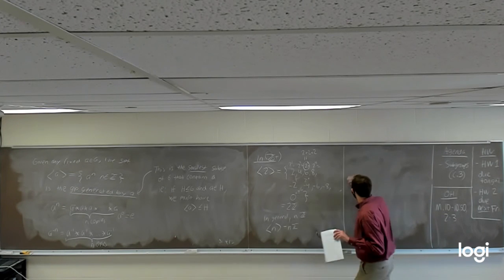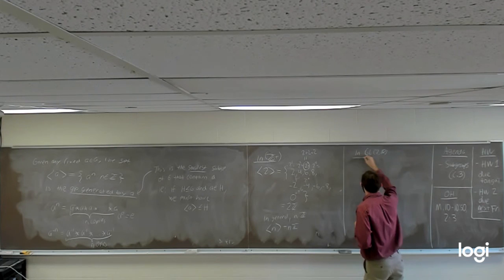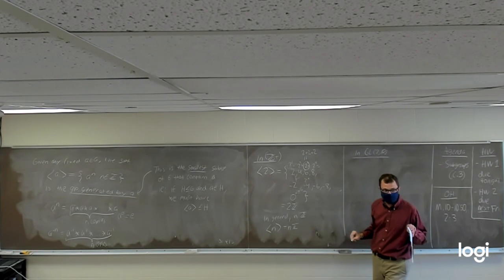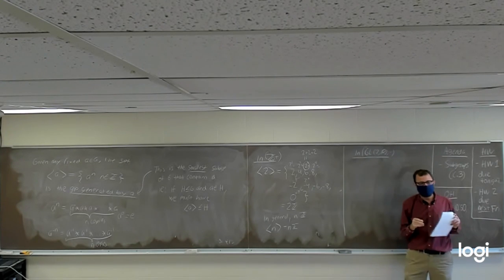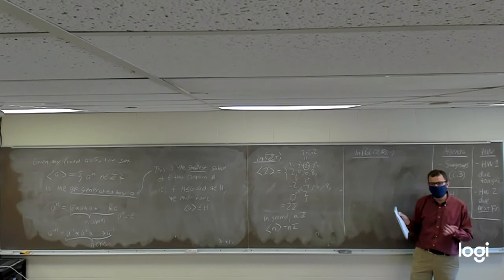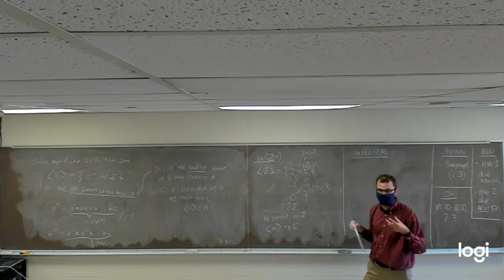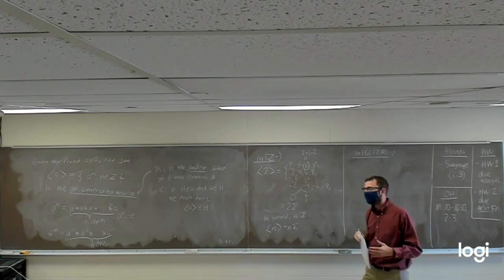How about this one? Let's say GL2R. Uh-oh, I didn't specify a group operation. What's our group operation here? Multiplication. So again, GL2R is only a group under multiplication, so I'm not going to specify it in the future, because it's just understood that that's the group operation. If I ever ask about the subgroup structure in GL2R, I mean under multiplication.